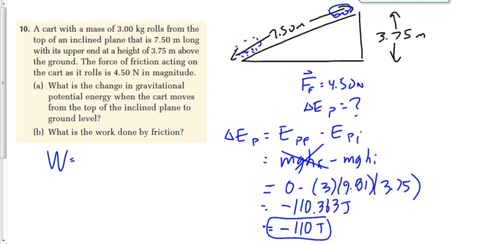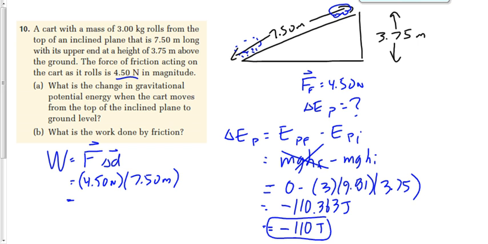Work is equal to delta E, but I don't know what the change in energy due to friction is, but it's also equal to F times d. The force of friction is 4.5 newtons. The displacement is 7.5 meters. That's how far the ball or the cart travels as friction acts on it.